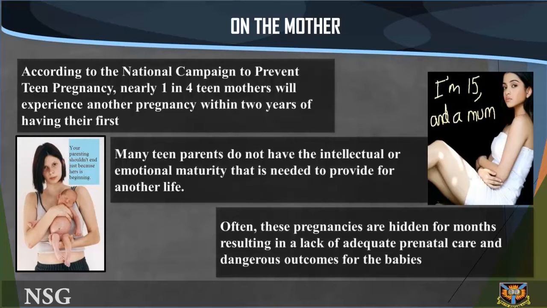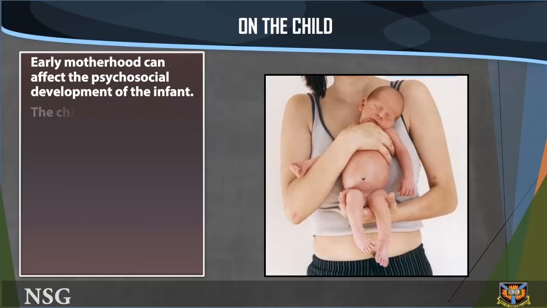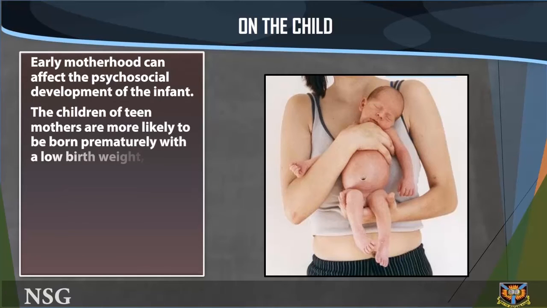Often, these pregnancies are hidden for months, resulting in a lack of adequate prenatal care and dangerous outcomes for the babies. Factors that determine which mothers are more likely to have a closely spaced repeat birth include marriage and education. The likelihood decreases with the level of education of the young woman or her parents and increases if she gets married. On the child, early motherhood can affect the psychosocial development of the infant.